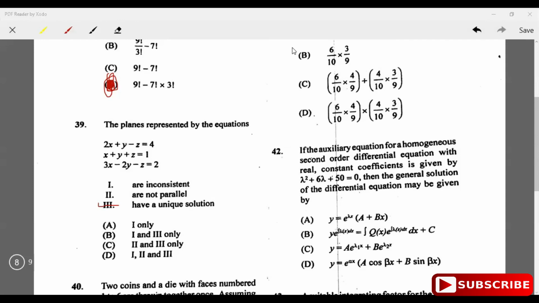And it's also not parallel. When it's not parallel, what has to be the condition? So it's just like regular equations of line.